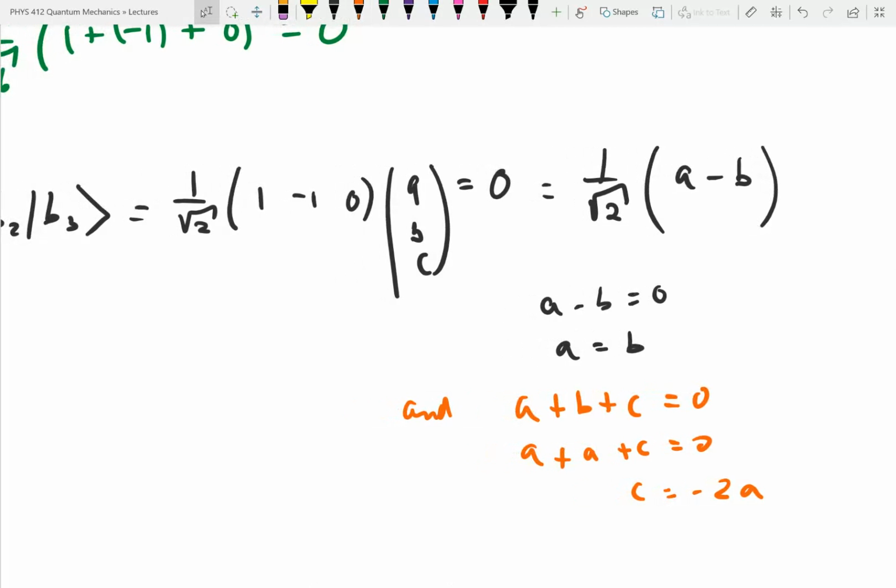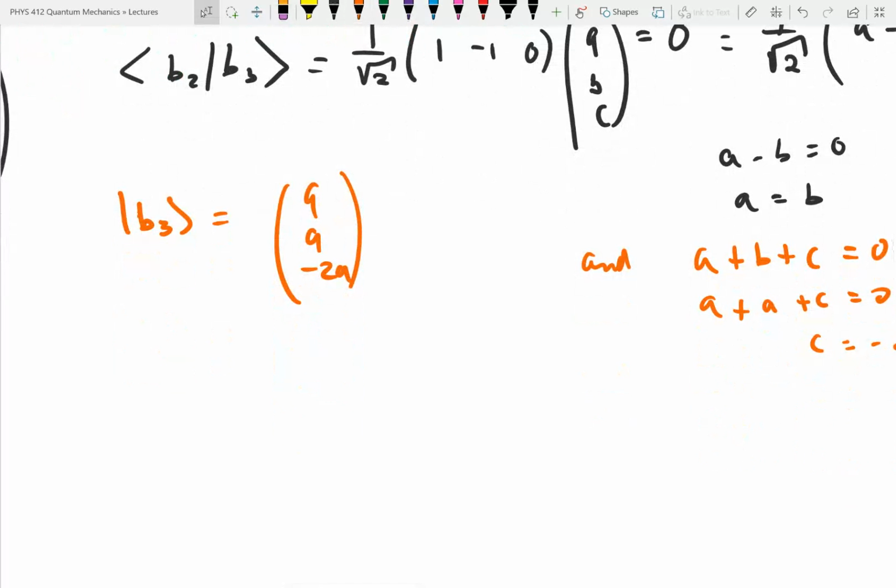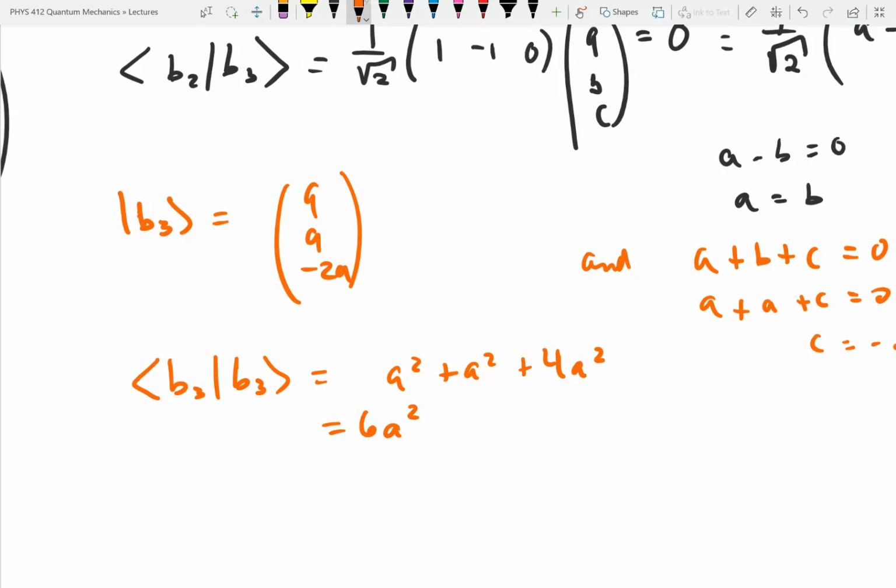So now I have a vector, and now I have to normalize it, and I'm done. So I saved myself writing the row and column here. So what's my normalization constant? So now we have B3 is equal to 1 over square root of 6 times 1, 1, and minus 2.